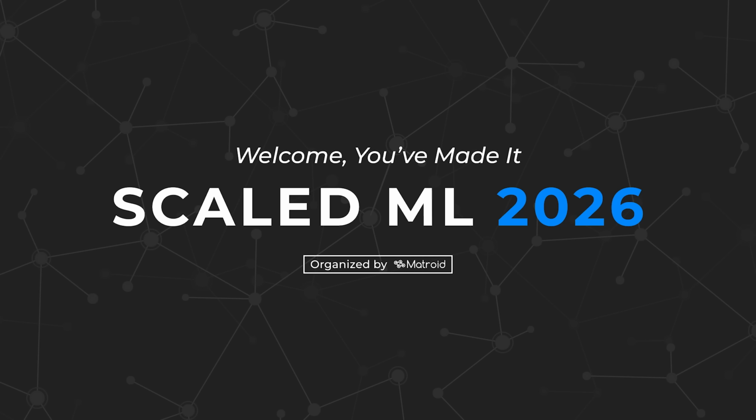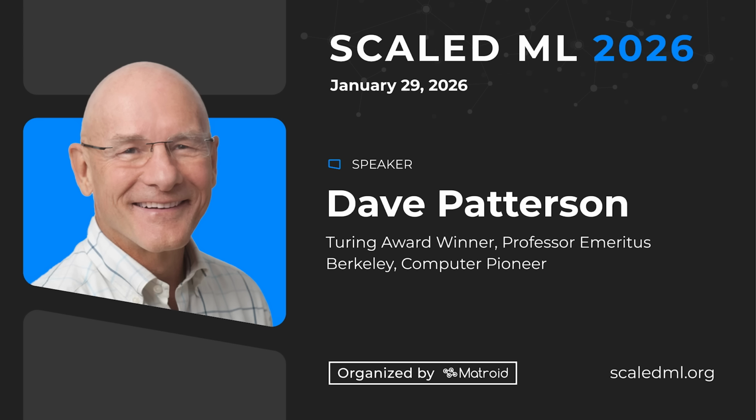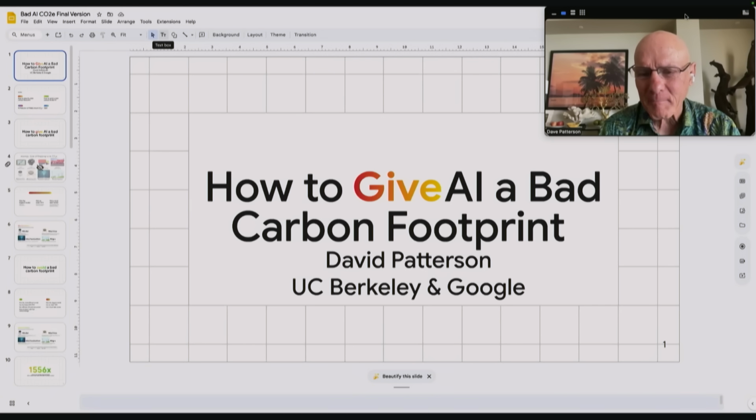Well, I'm broadcasting from beautiful Maui. That's why I'm wearing my Hawaiian shirt. So what I'm going to talk to you about today is how to make AI have a really bad carbon footprint. So where does this thought come from?